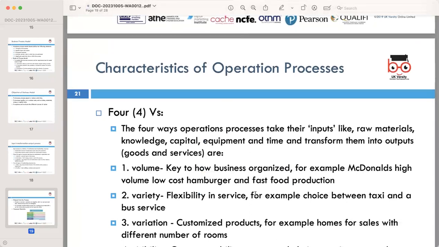Characteristics of operations process. The 4 Vs: operation processes take their input, like raw materials, knowledge, capital, equipment, and time, and transform them into output, goods and services. So basically, operations processes exhibit characteristics often referred to as the 4 Vs. So then there are 4 main.